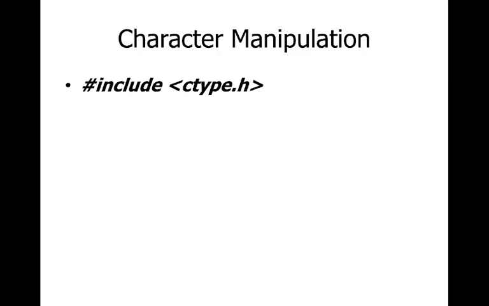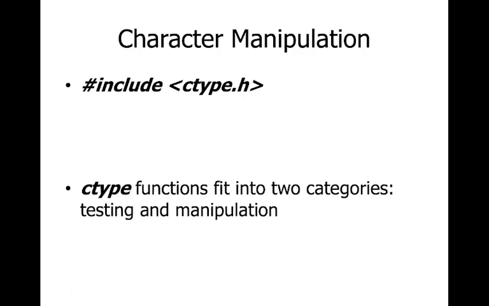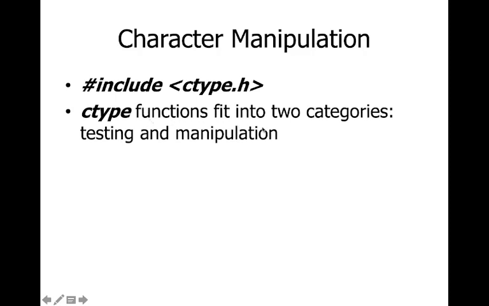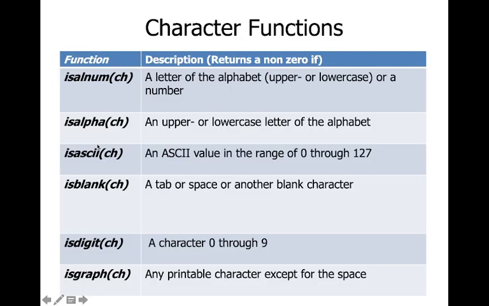Character manipulation functions are included in the header file #include <ctype.h>. It contains all the character manipulation functions. ctype functions fit into two categories: one is to test a particular character, and the other is for manipulation. So testing and manipulation type of functions are there in ctype.h. Mainly we have three manipulation functions and the rest are all testing functions. So we'll see the different character functions.